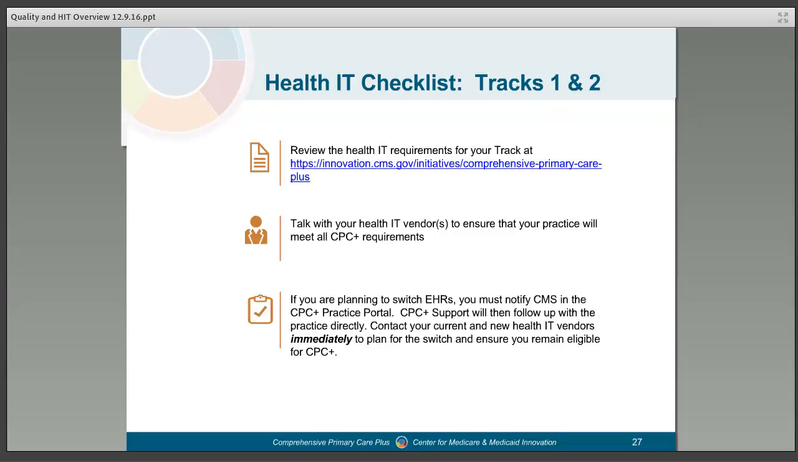If you're planning on switching EHRs in the next year, you must notify CMS in the practice portal for CPC Plus. You will get access to the practice portal shortly. CPC Plus support will then follow up with you directly. So please contact your current and your new health IT vendor immediately to plan for this switch and to ensure that you remain eligible for CPC Plus. This is very important if you have any plans to switch EHRs in the near future.